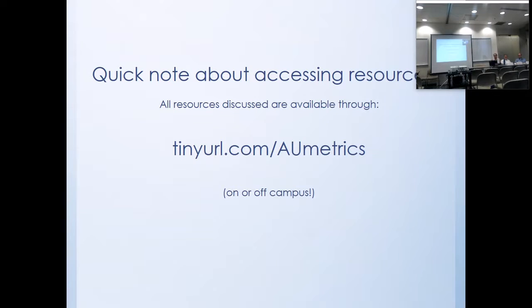So I'll start. And some quick notes before I start. Pretty much everything that I'm talking about, we have a research guide for research metrics, tinyurl.aumetrics. We also have a larger faculty research guide that will also be in here somewhere, I think. So those are some resources.